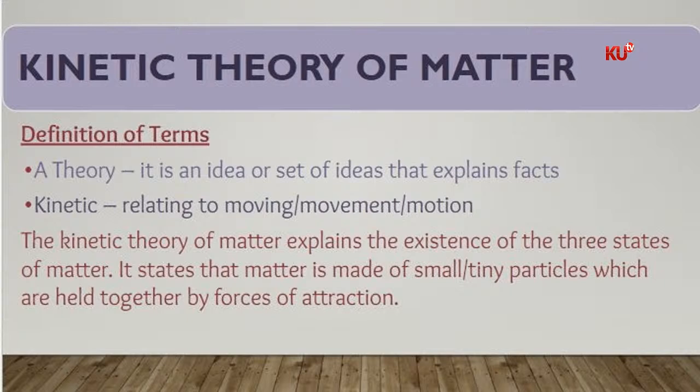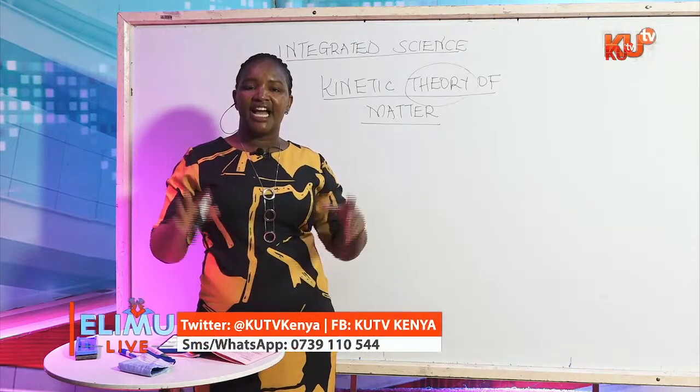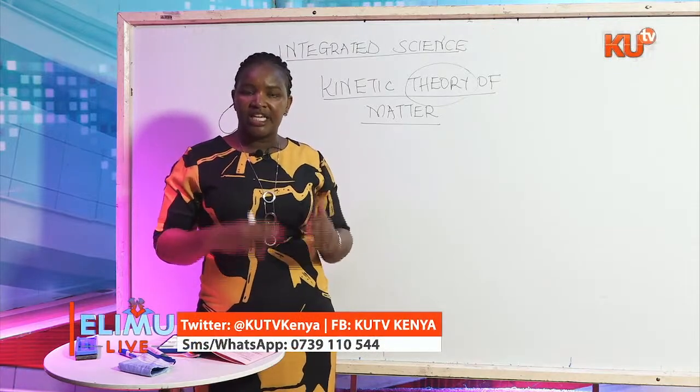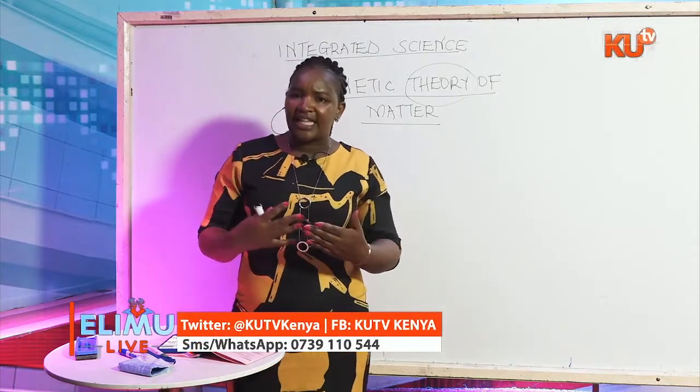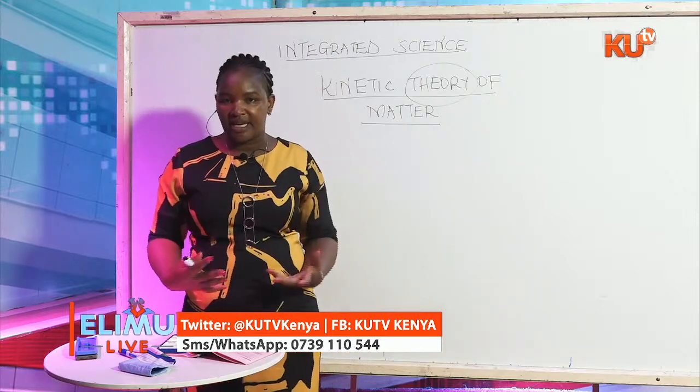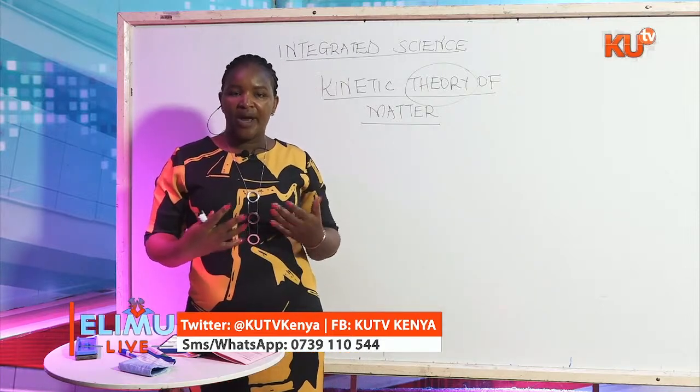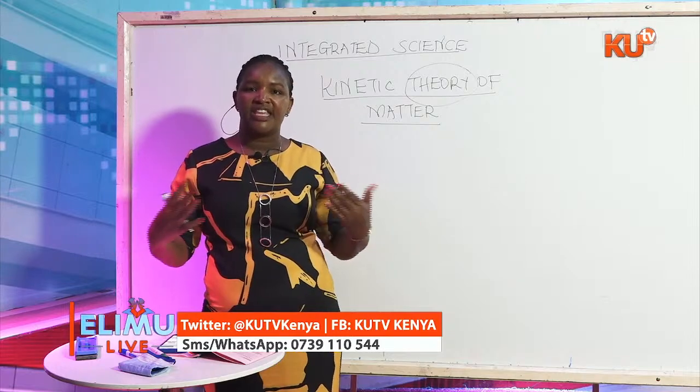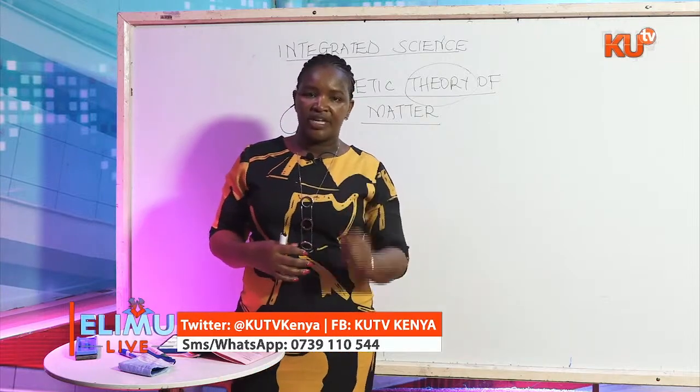It is an explanation. It is telling us more about something. So when I give a theory, I'm trying to explain. Not only in science, even in life, there are so many theories. In other learning areas, there are so many theories. They are simply trying to tell us why things happen the way they happen, why things exist the way they exist. So that is what a theory is.